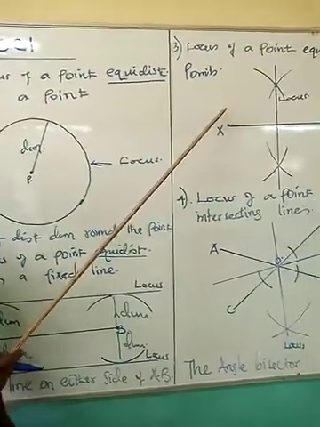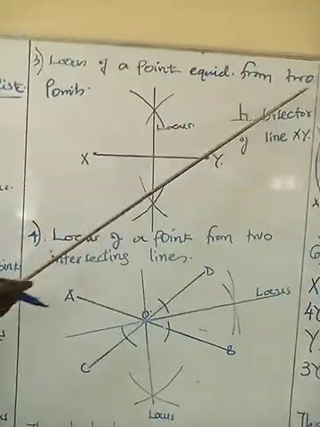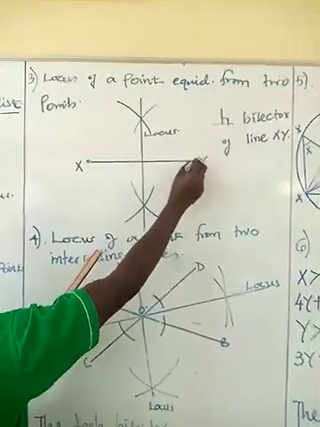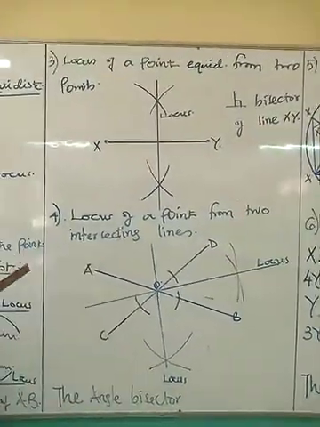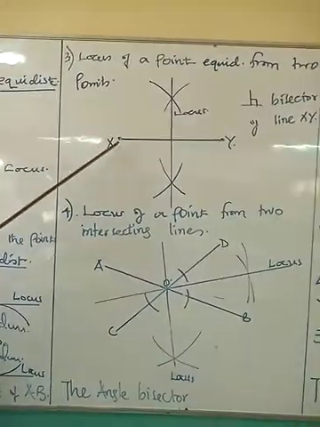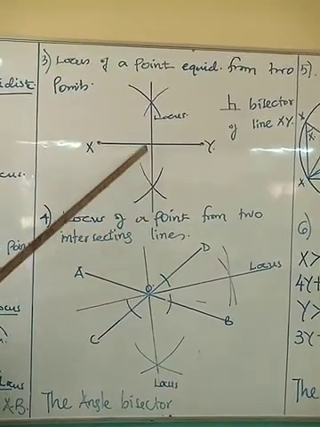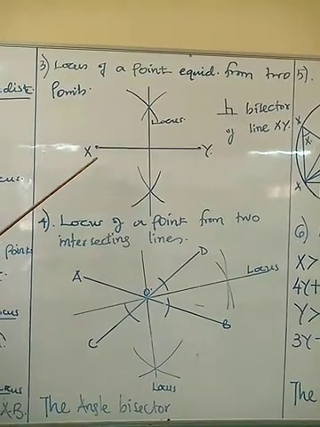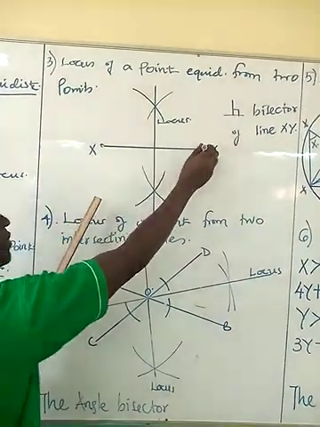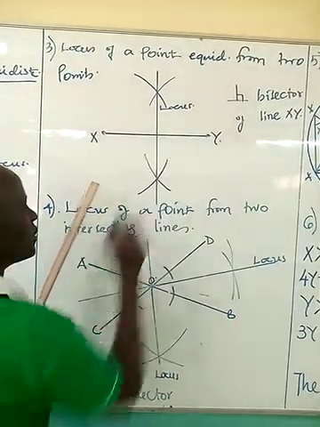My third type of locus, I call it the locus of a point equidistant from 2 points. So I have 2 points here, point A and point B. For me to have a path that a point will remain the same distance from point X and Y, a path that somebody would want to walk so that it remains the same distance from point X and Y, then I join X and Y. I join point X and point Y. So I've joined the two.